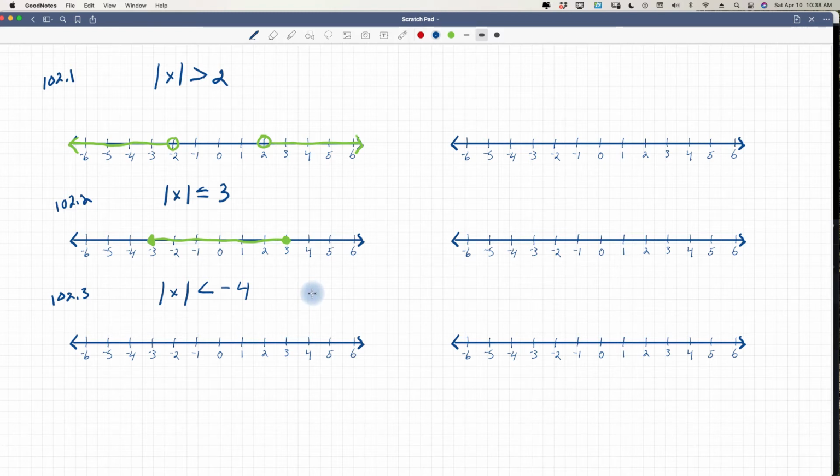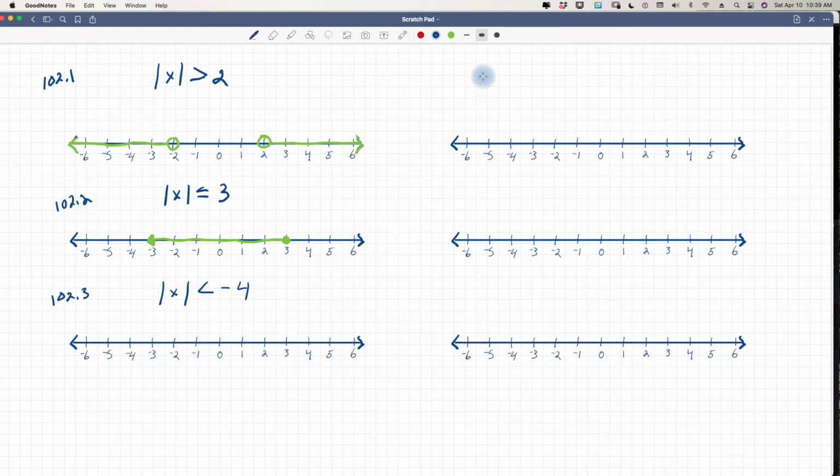No. So there are absolutely no numbers that we can sub in for x that will give us an absolute value that is less than negative 4. They're all going to be greater than negative 4. So in order to make this a true statement, we cannot graph any numbers on this number line. This is the answer. So whenever you see the absolute value of x less than any negative number, you do not graph anything. And that is the correct answer.